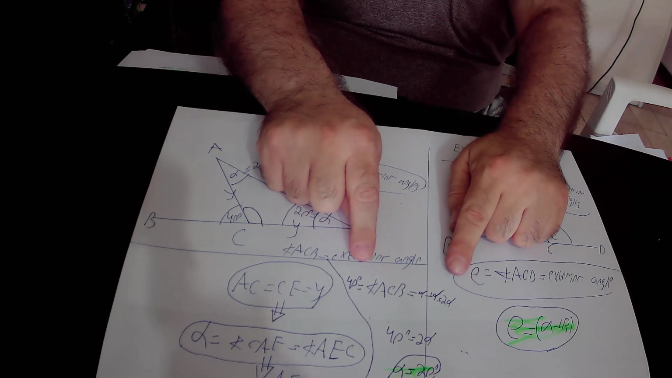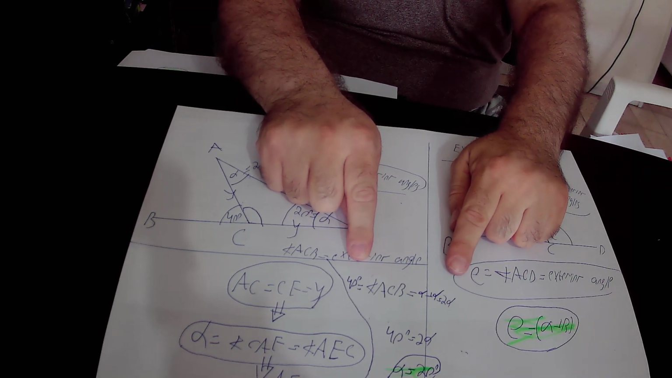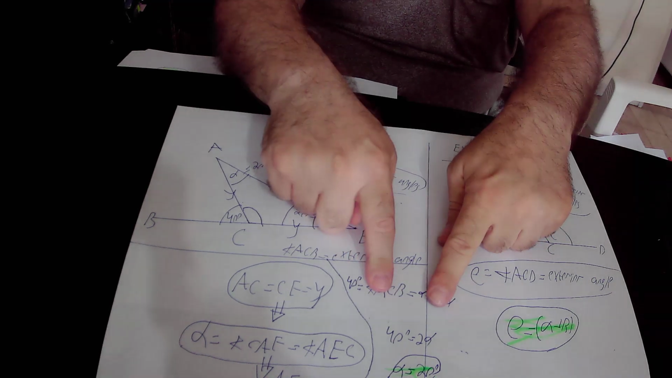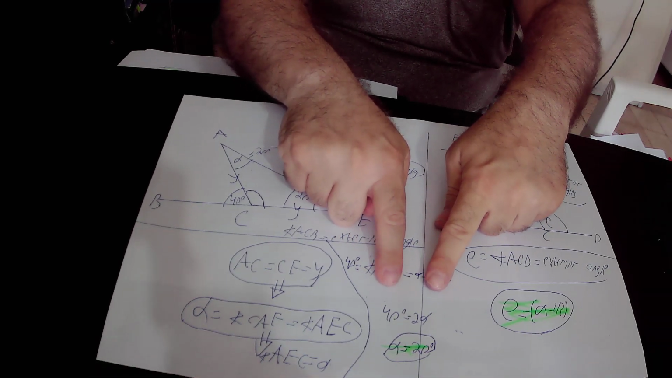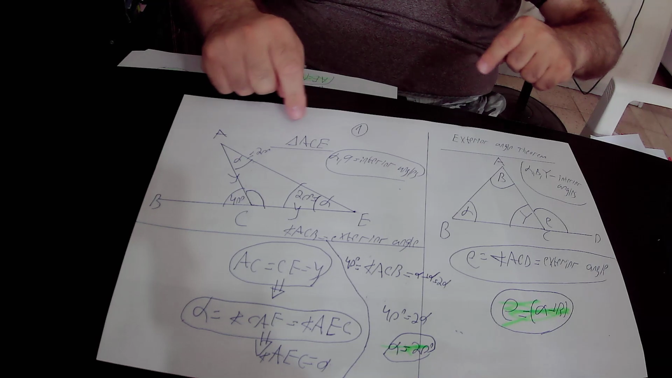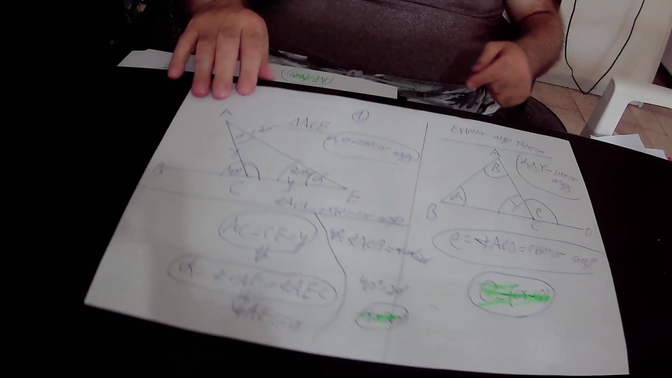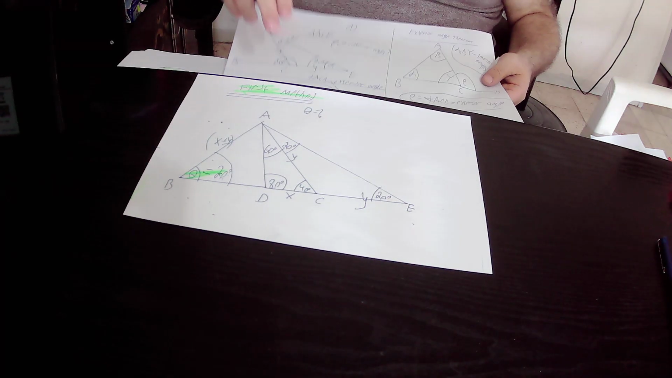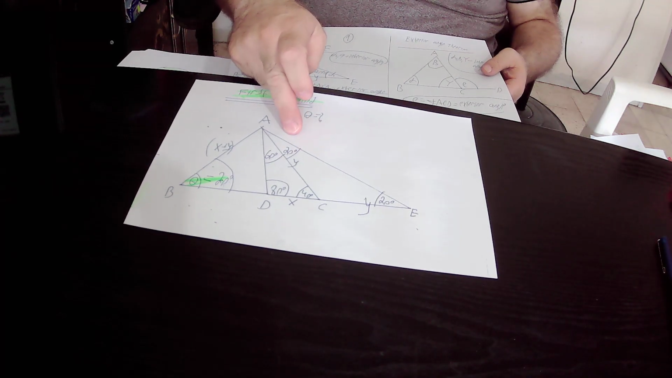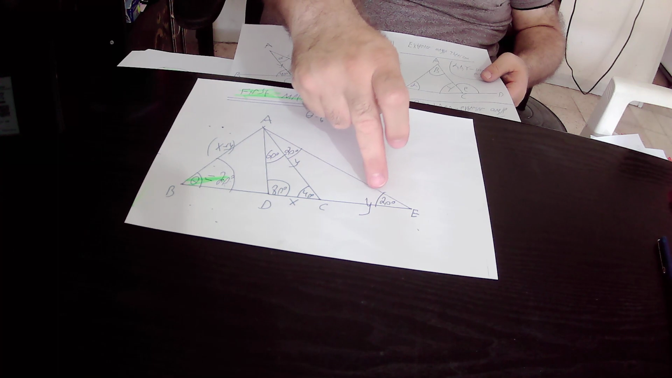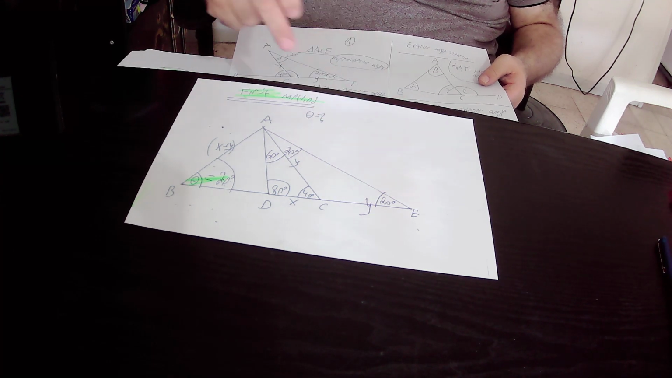And from this equation, we can derive that 40 degrees equals 2 alpha. We divided this equation by 2 and found out that angle alpha equals 20 degrees. So here angle alpha equals 20 degrees. And here in the original drawing, this angle is alpha, therefore it is equal to 20 degrees. And this angle is also alpha, therefore it is also equal to 20 degrees.